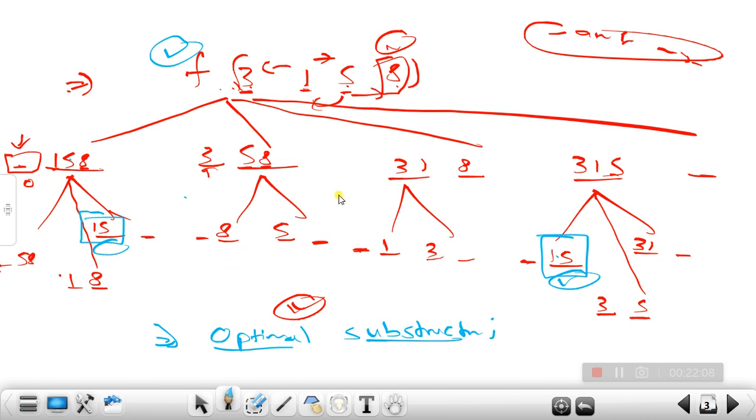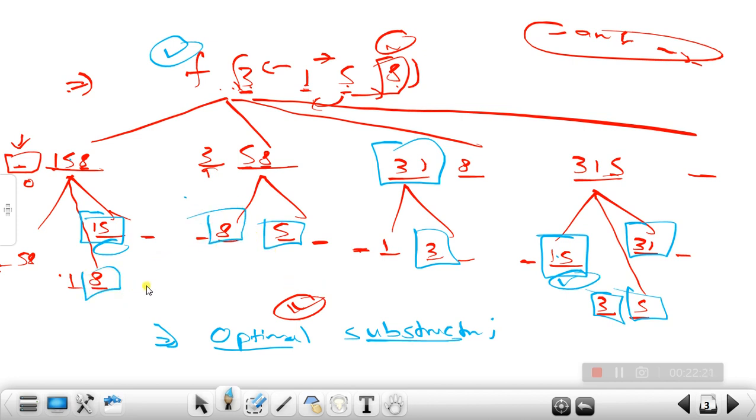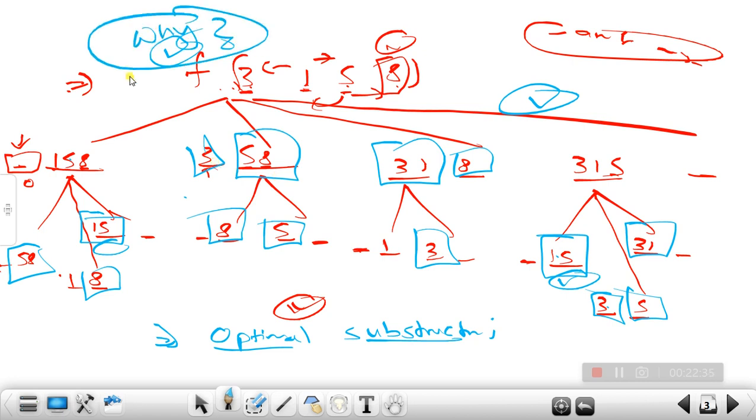After that, this subproblem and this subproblem are again exactly the same. If you see this one and this one and this one and this one, these are repetitive subproblems. This and this are again repetitive. This 5, 8 and this 5, 8 are again repetitive. This 8 and this 8 are repetitive. This 3 and this 3 are repetitive. So we are solving the same problems again and again. But why solve them? This is going to increase my time complexity.